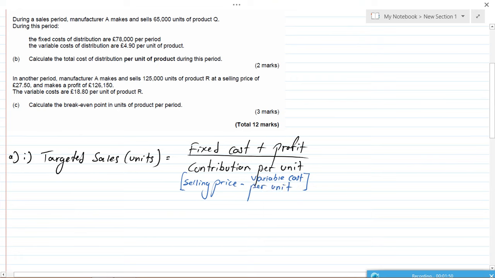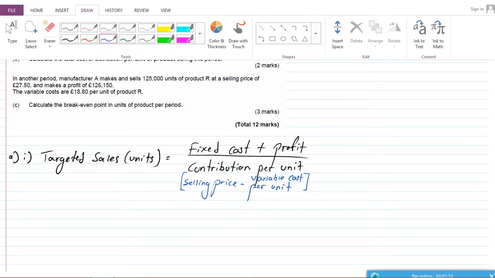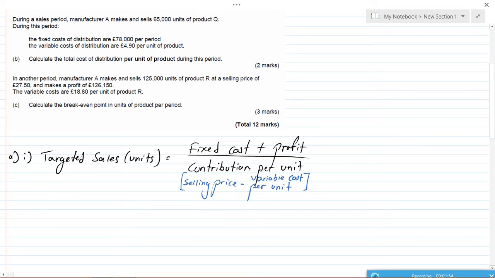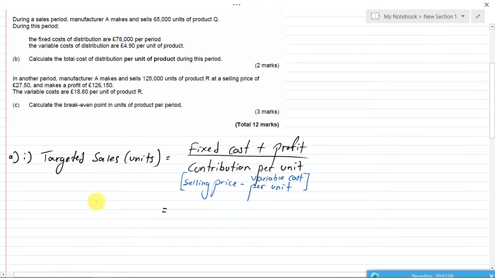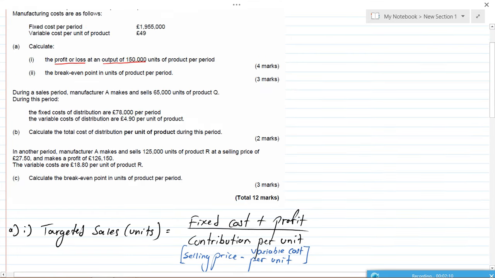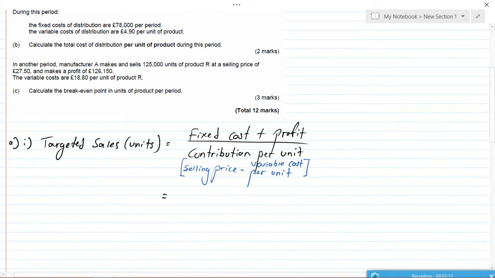Got it, guys? So that's how you do the targeted sales. Please do all the breakdowns here. Don't forget, then you'll get the full marks. Now, we're here. You have 150,000 units. Am I right?